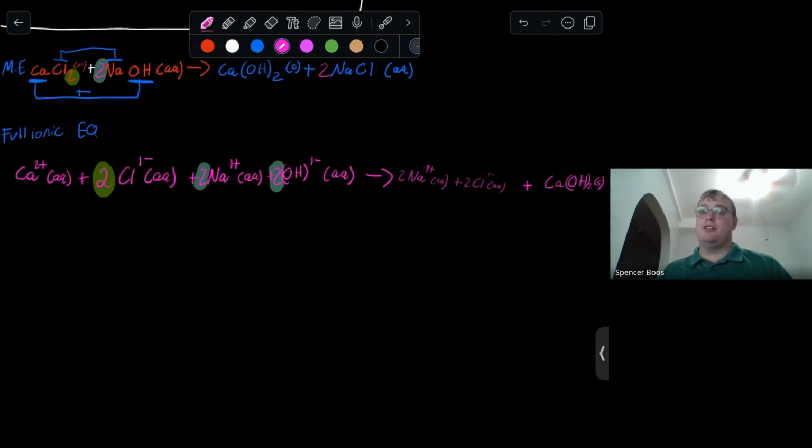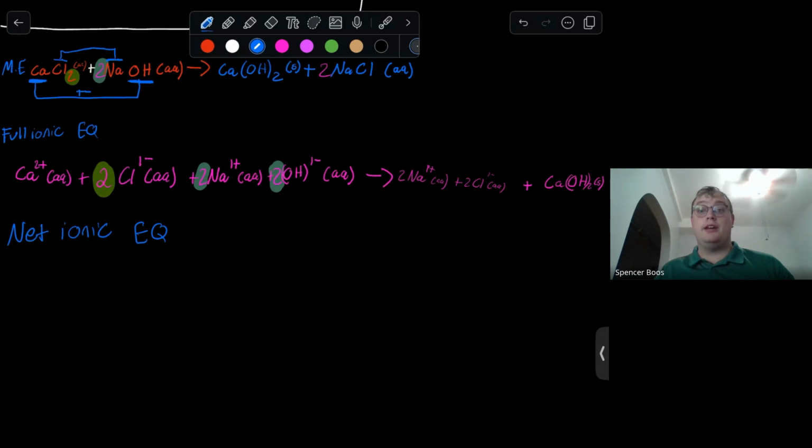Now you may be saying to yourself, Mr. Booz, this is too long. It's like 8:30 p.m. I don't really want to write all this. Guess what? Me neither. And guess what chemists did back in the day? They didn't want to either. So instead, they came up with the net ionic equation.